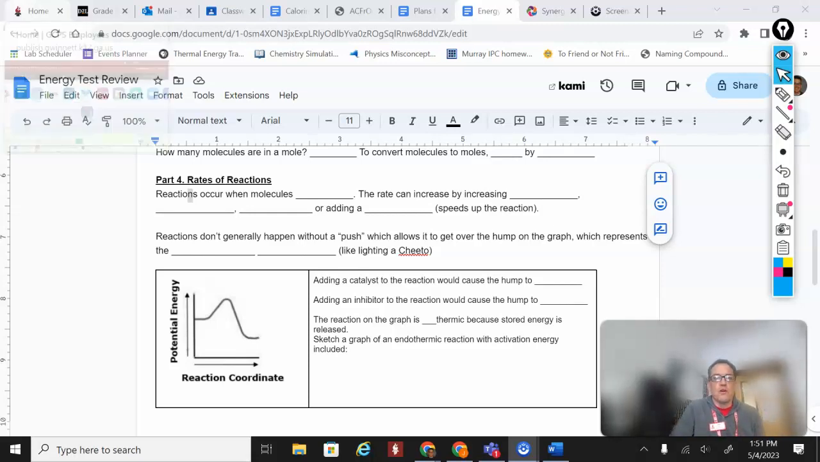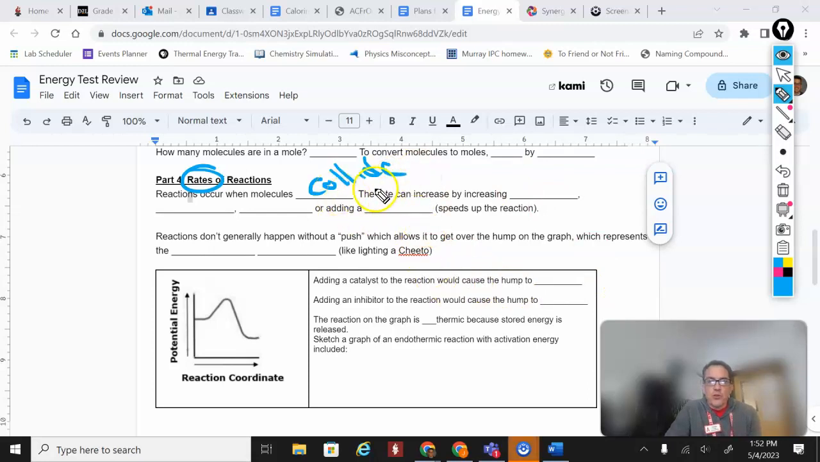Review part two. All right, so picking up right here on section 4 on your review sheet, rates of reactions. So a rate's talking about how fast something happens. And just in general, reactions are going to occur when molecules collide. So if we can increase the rate of collisions, then we're going to increase the rate of reactions, because that's what reactions need. Reactions need collisions. We need to make more collisions.